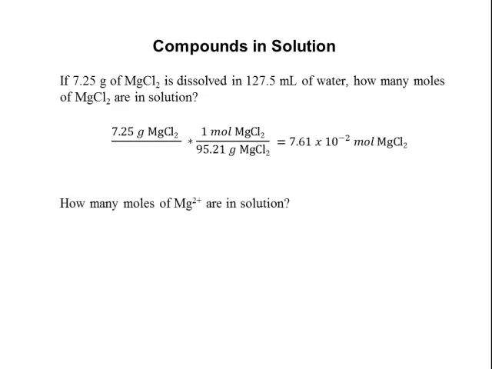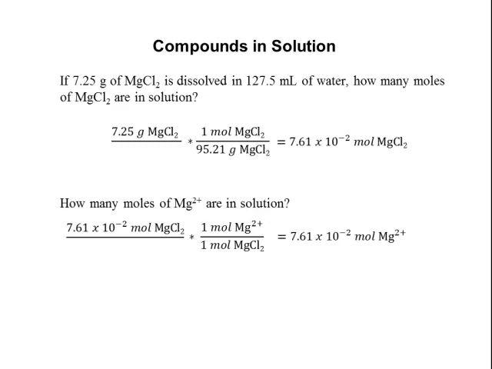Now I could ask how many moles of Mg2+ are in solution then. Well, that's just a simple conversion. I start with that many moles of the MgCl2, set up my mole to mole ratio from the formula, and I get 7.61 times 10^-2 moles of Mg2+. Because for every 1 mole of MgCl2 that dissolves, I get 1 mole of Mg2+.